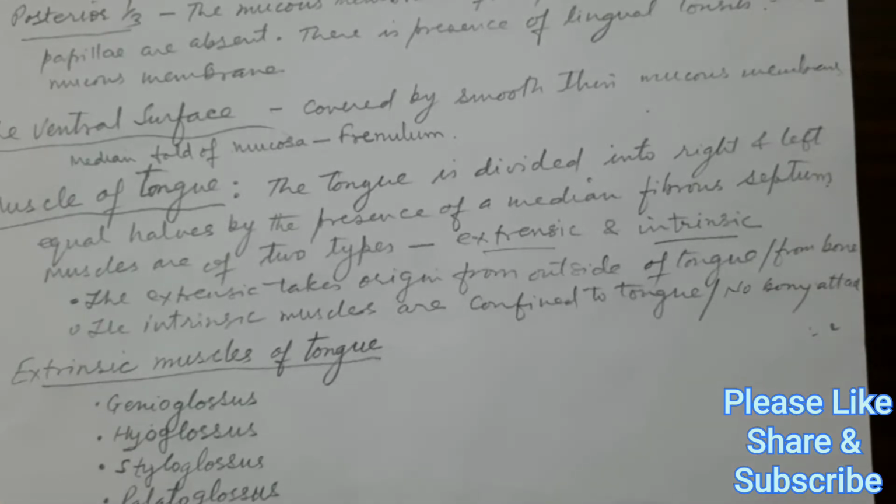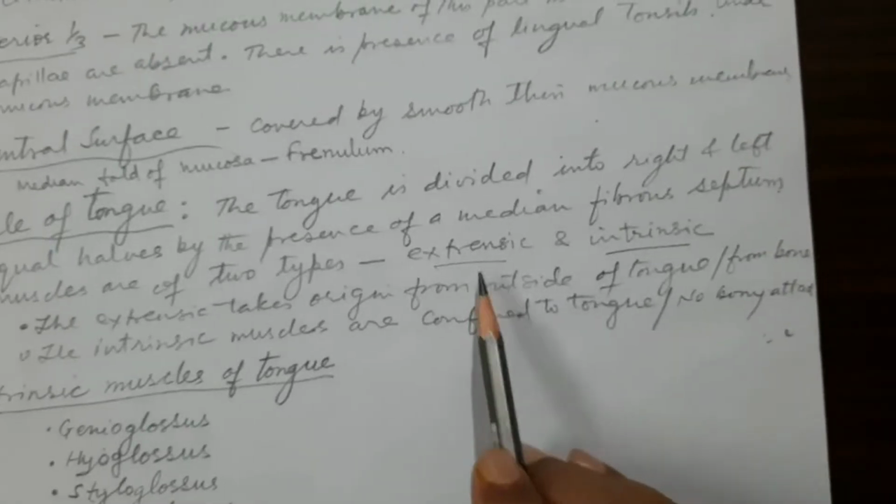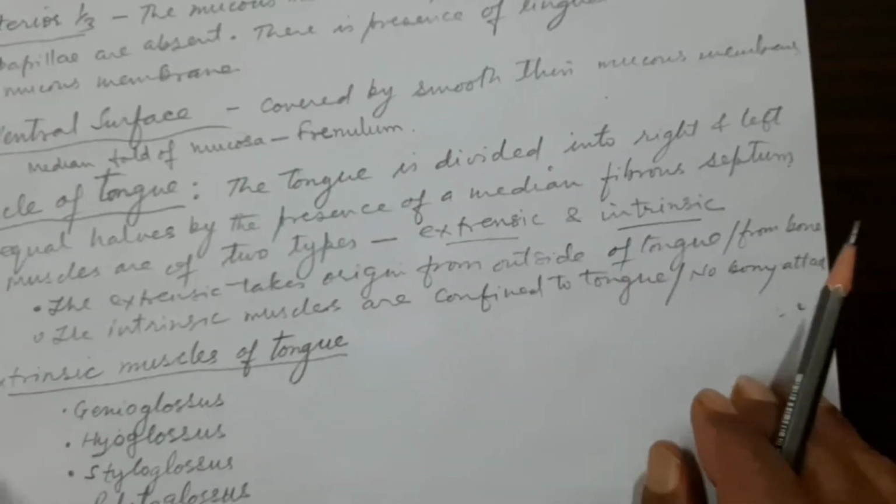Now these muscles are of two types. The muscles of the tongue we can classify into two types: an extrinsic muscle and the intrinsic muscle. What are the extrinsic muscles of the tongue?